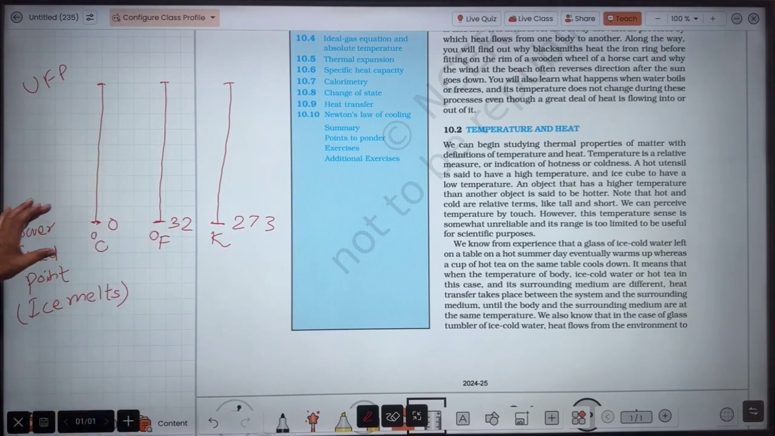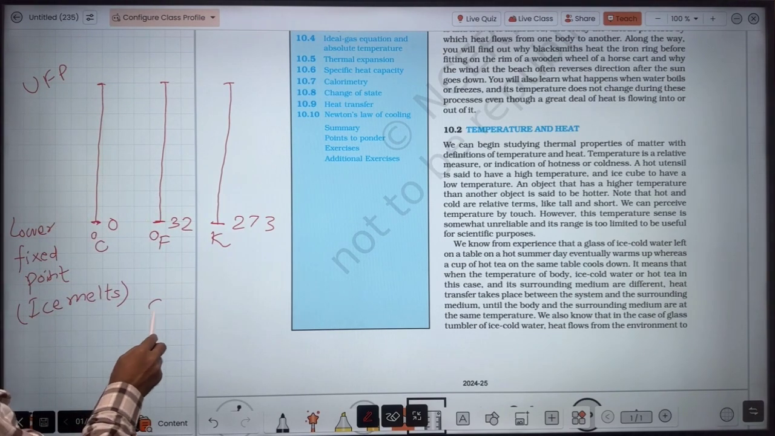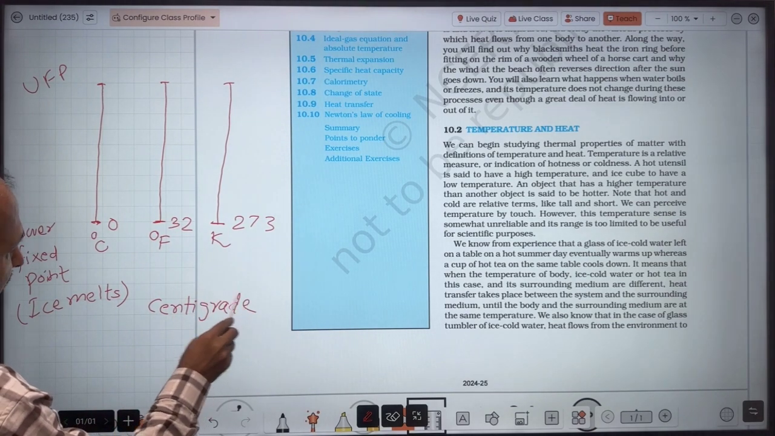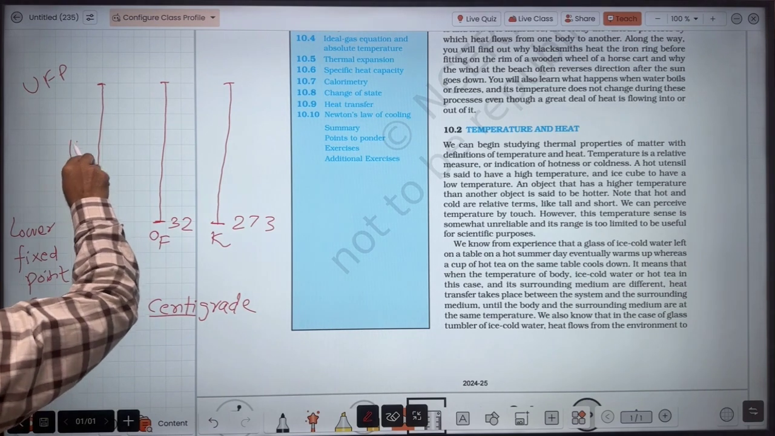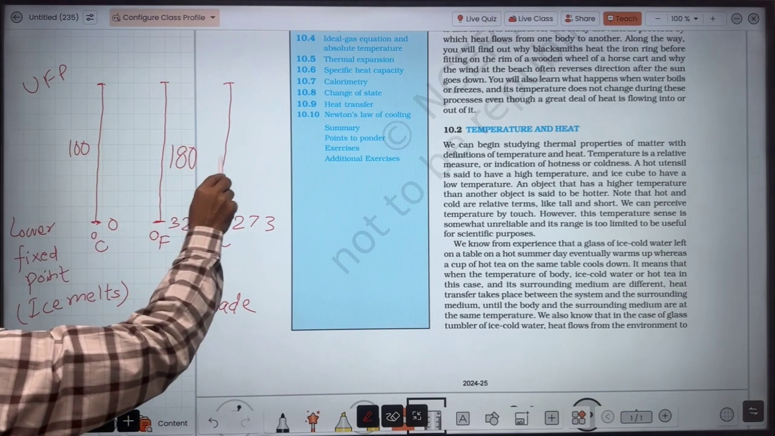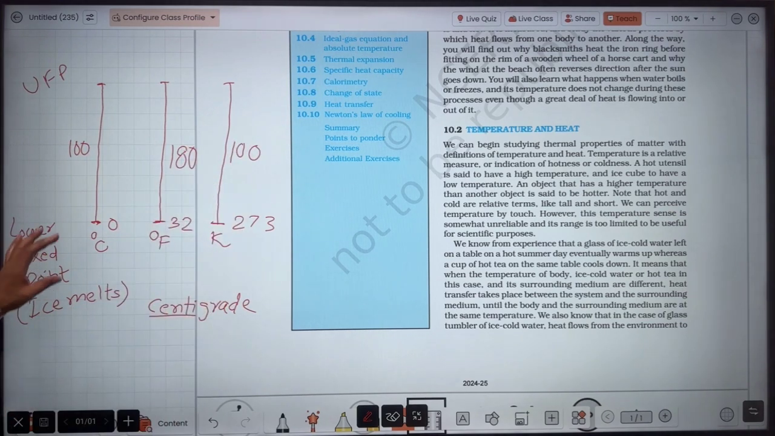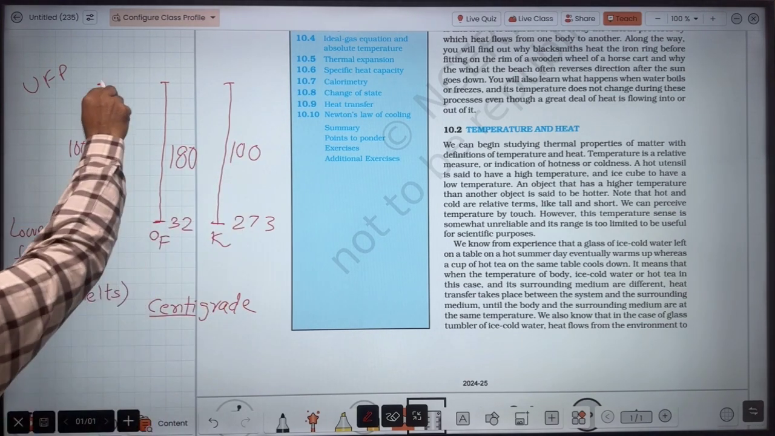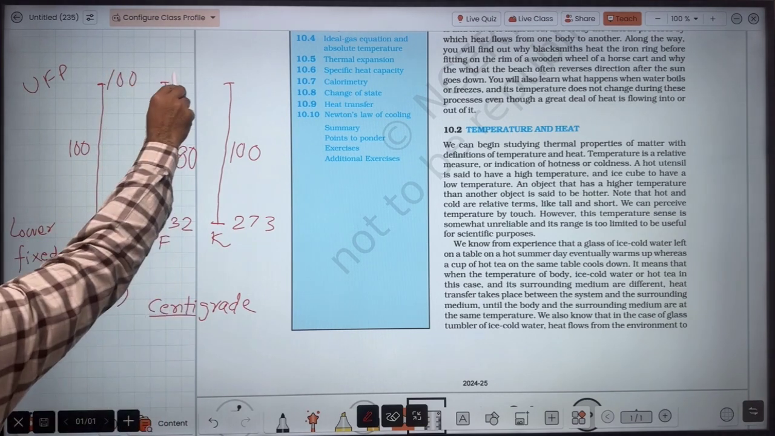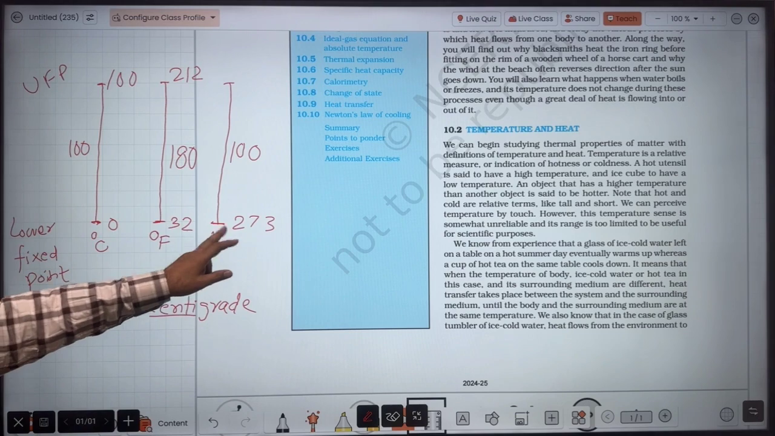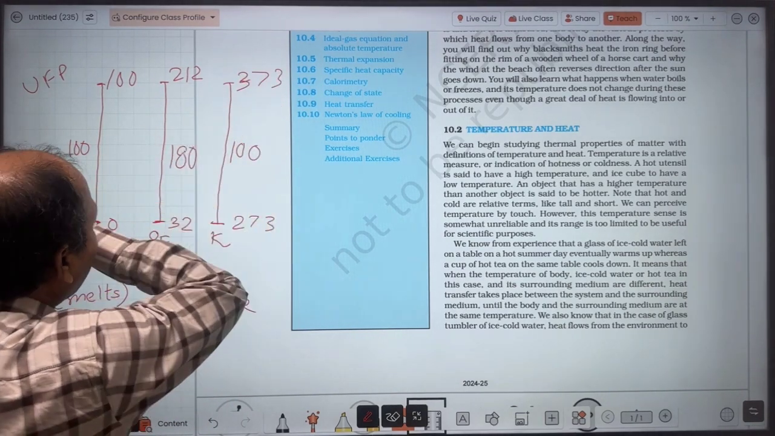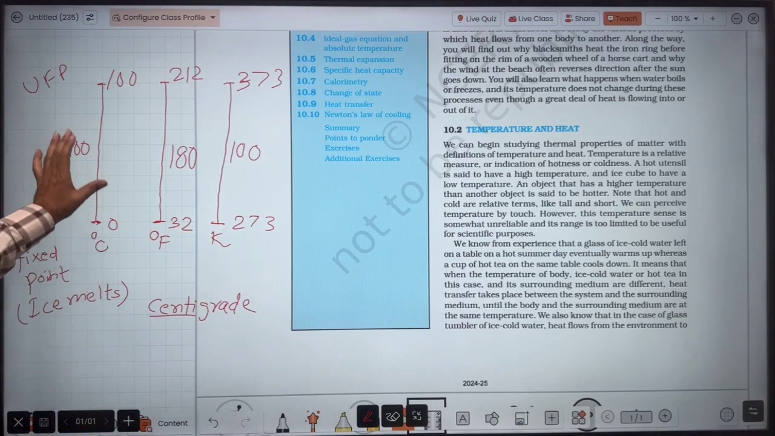So here, as the name suggests, degree centigrade: grade means division, centi means 100. So there are 100 divisions in it. Here there are 180 divisions. Here there are 100 divisions. Now if you add 0 to 100, you will get 100 here. If you add 180 to 32, you will get 212. If you add 100 to 273, you will get 373. Right?